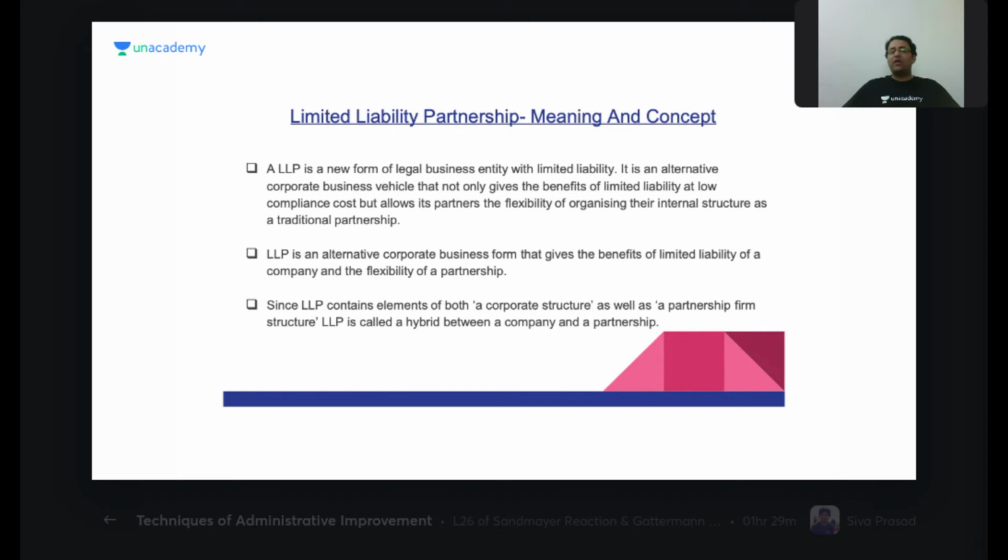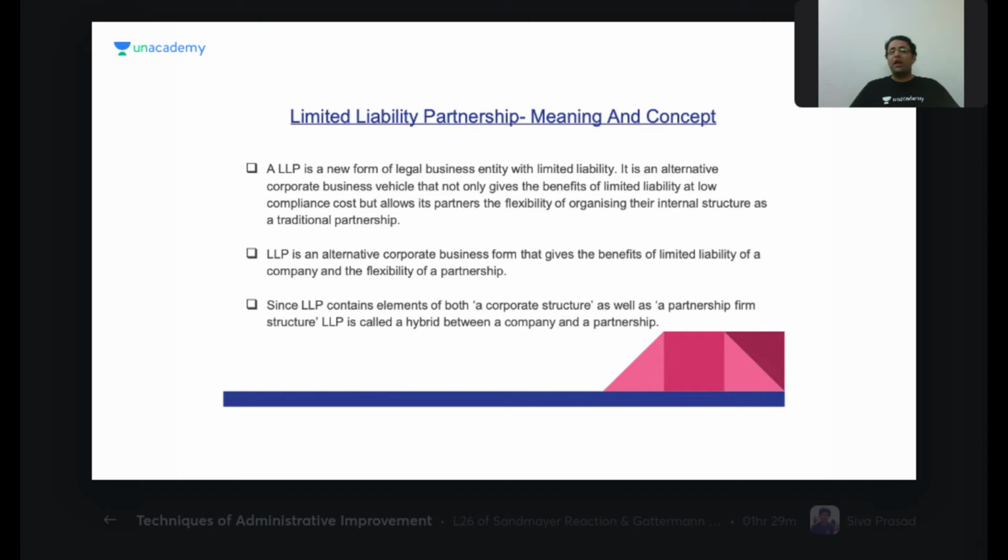For example, if A and B come together to form an LLP, and A says I will contribute 1 lakh and B says I will contribute 1 lakh as capital, what is the total capital of the LLP? It becomes 2 lakhs. But initially, when the firm starts, they both put only, let's say, 25,000 rupees into the firm as capital. So how much is the capital that they both committed? 1 lakh and 1 lakh. But what was the capital that they actually paid into the company? 25,000, 25,000.